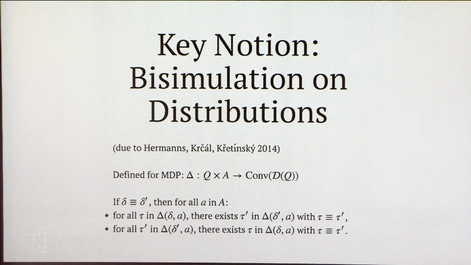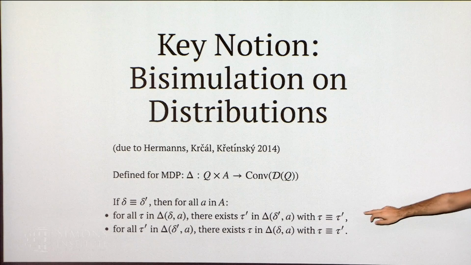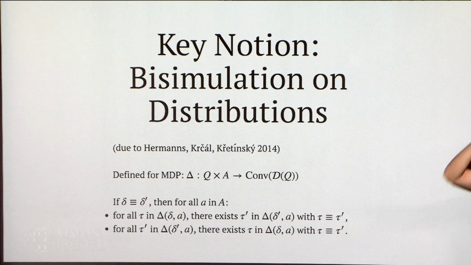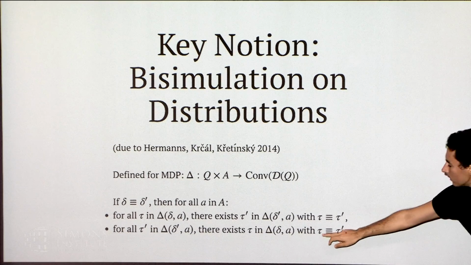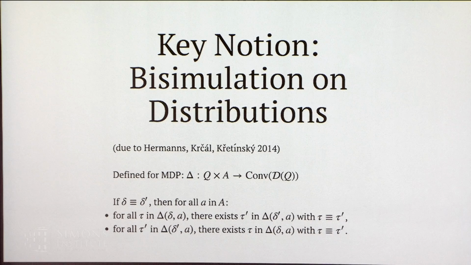So you say that two distributions are equivalent if for any letter A, if you can do something on one side, then you can map it on the other side, and it remains equivalent. And the other way around, if I have delta and delta prime, they're equivalent, and I can do something on delta prime, then I can do something equivalent on delta, such that what I obtain, tau and tau prime, are equivalent. So this is just the standard definition of bisimulation, but taking it over distributions.